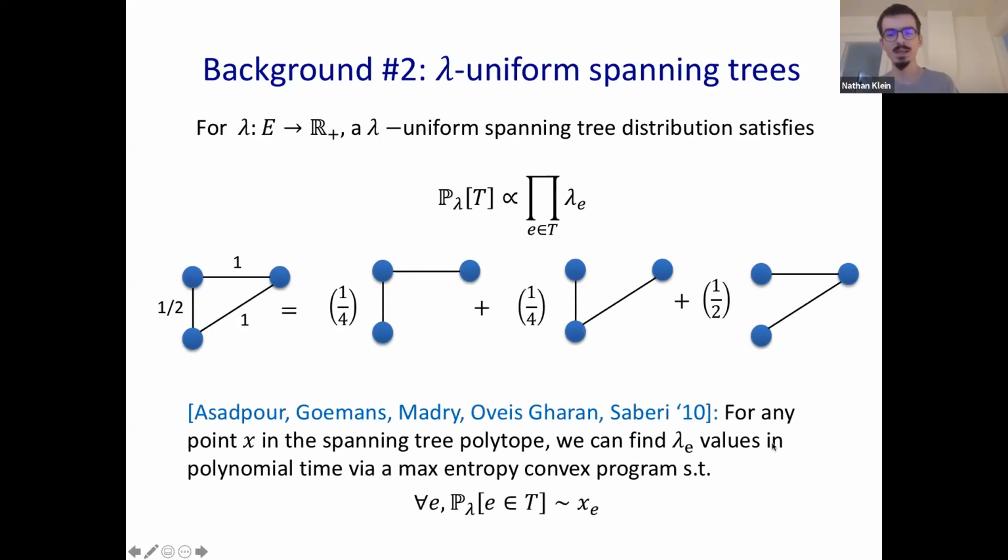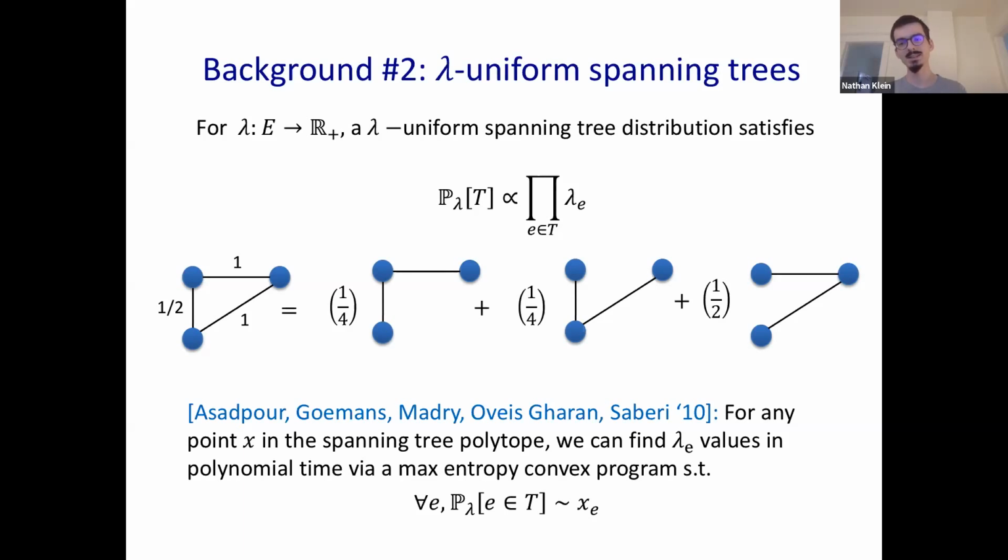And it was proved in 2010 by Asadpour et al. that for any point x in the spanning tree polytope, we can find a lambda uniform spanning tree distribution in polynomial time that matches the marginals of x. And they do so using a max entropy convex program. So we can alternately think of these lambda uniform distributions as the distributions which maximize entropy subject to the constraint of matching the marginals of x.